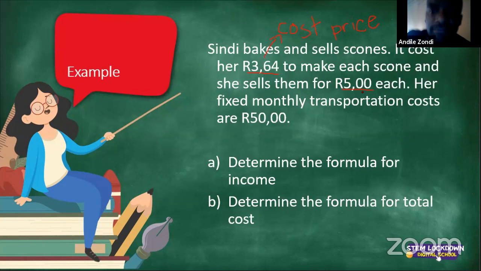Okay, let me start again quickly. Here's an example. A lady by the name of Cindy bakes and sells scones. It costs 3 rand 64 to make each scone. So 3 rand 64 is our cost price. Then she decides to sell each scone for 5 rand. That is our selling price. Remember, as you read questions, you need to make notes, so that it will be easy for you when you encounter questions. You just look for keywords. So, selling price.